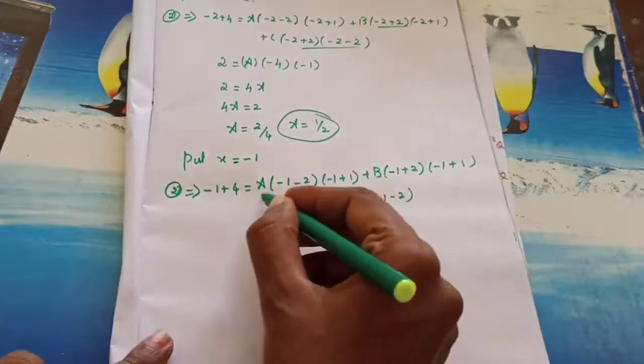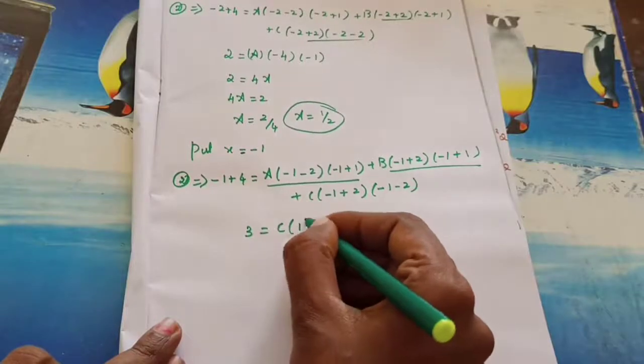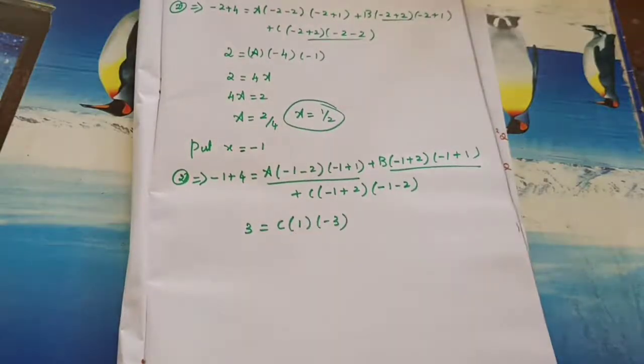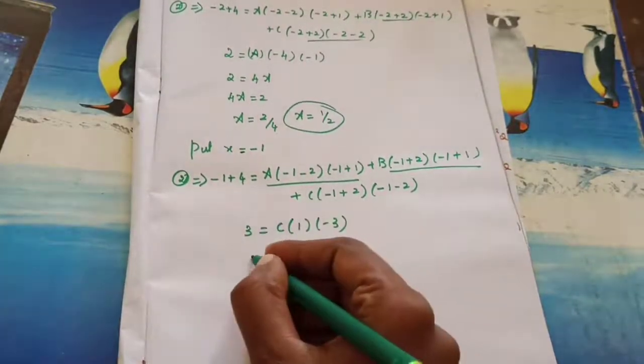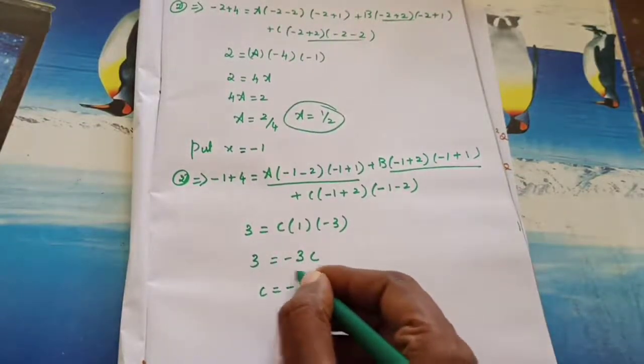Okay, so what will happen? This term will be 0, this term will be 0. So 3 is equal to c into 1 into minus 3. Now c is equal to minus 3c. Okay, so c equal to minus 1.